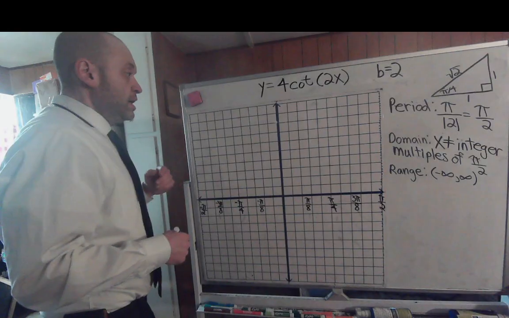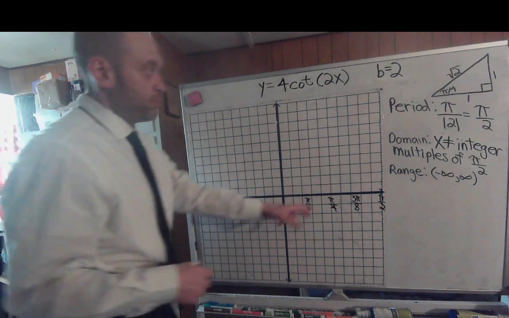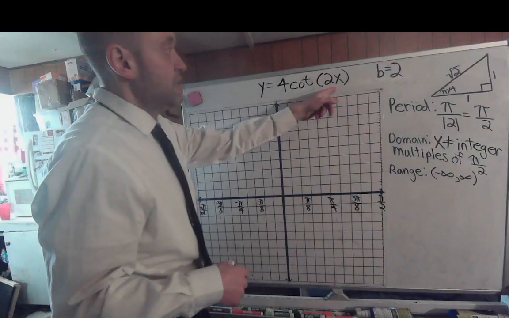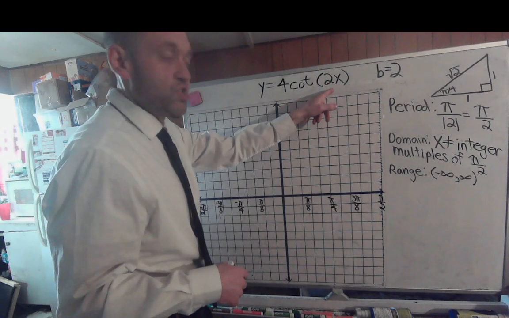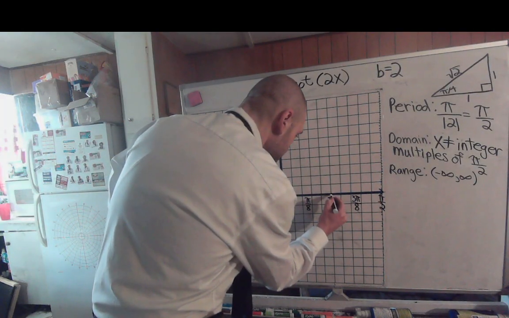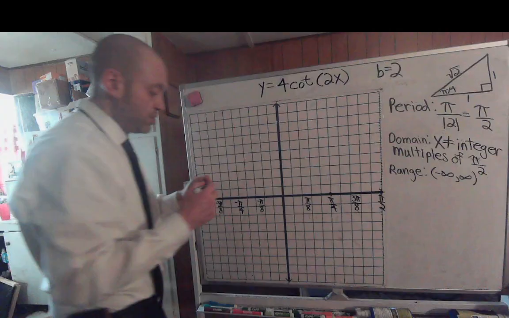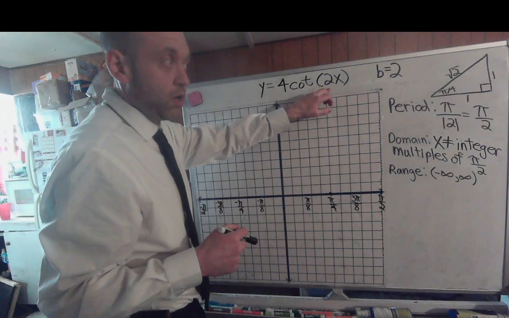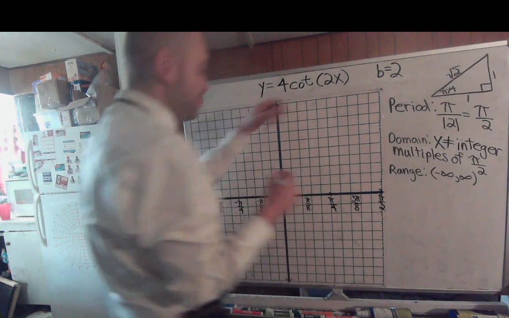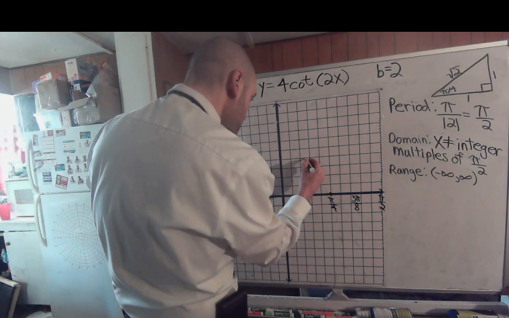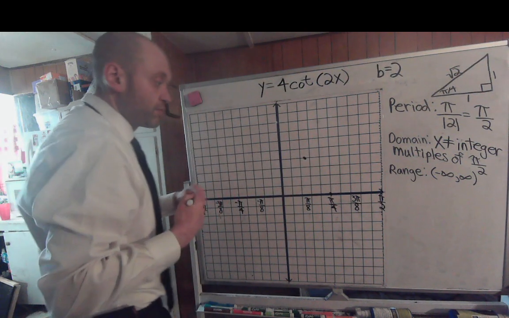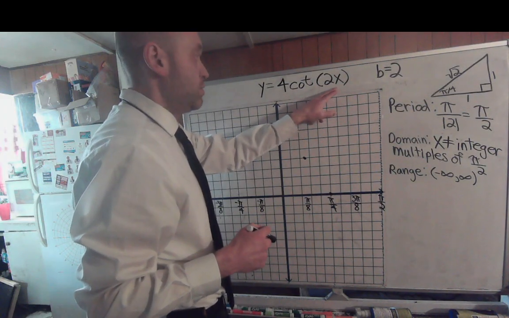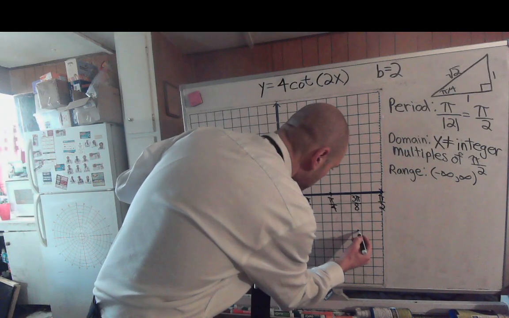So we know it's undefined at 0. What about pi over 4? So if I put in pi over 4 for x, I'll get the cotangent of pi over 2, which is 0. So we can plot 0 there, pi over 4. Now what if I put in pi over 8? That would give me the cotangent of pi over 4, which we know to be 1, times 4 is 4. Now what if I put in 3 pi over 8? That would give me the cotangent of 3 pi over 4, which is negative 1 times 4. That would give me negative 4.